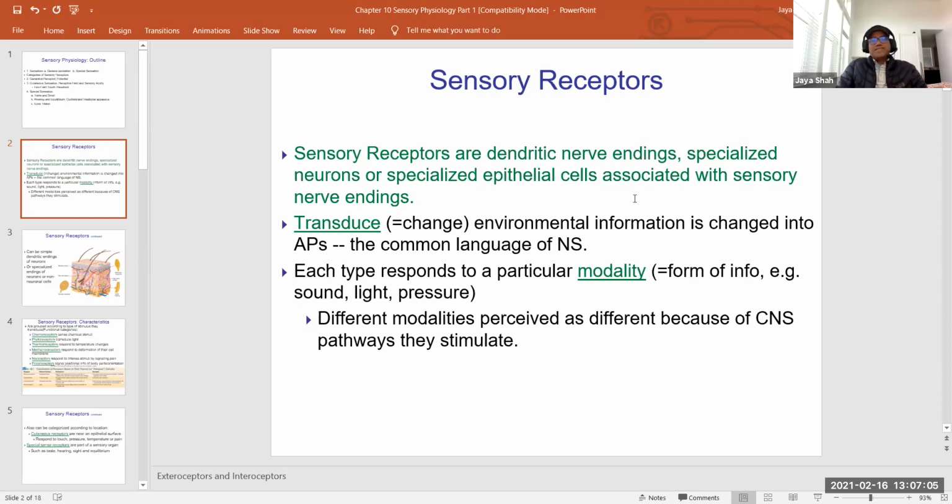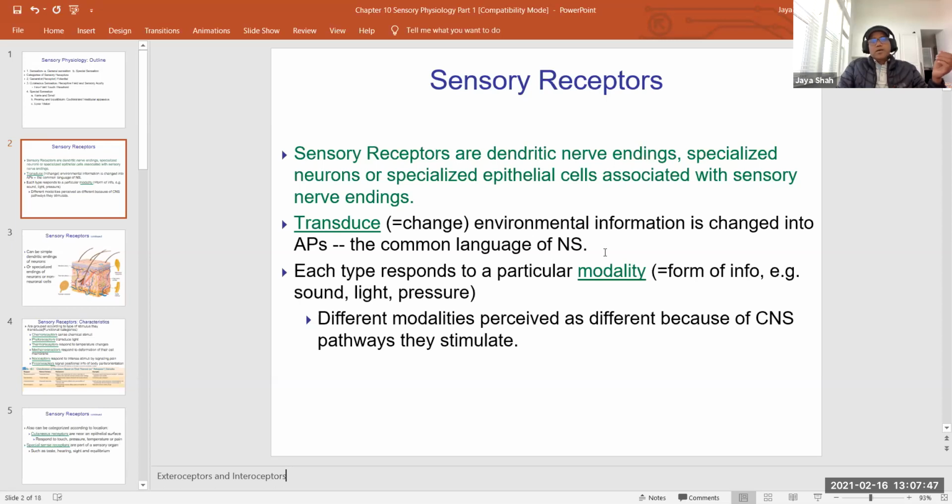So sensory receptors are dendritic nerve endings, specialized neurons, or specialized epithelial cells associated with sensory nerve endings. If you remember a skin diagram, you're going to see how these receptors are attached to the nerve endings. These receptors transduce, meaning they change environmental information into APs, or action potentials. And these action potentials, or electrical impulses, are the common language of our nervous system.